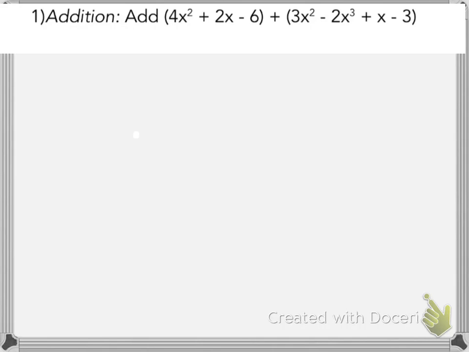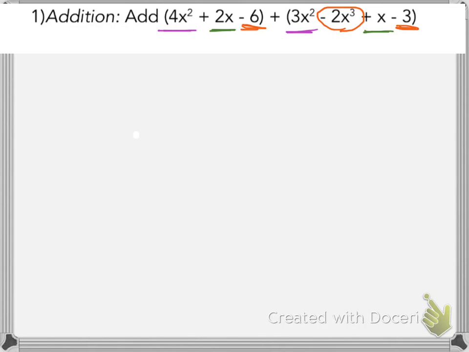So for example, I have 4x squared that I'm going to want to combine with 3x squared. I have a 2x that I'm going to combine with this 1x. I have negative 6. Keep in mind the sign in front of a term has to go with it. I have negative 3. And then the only one that doesn't have a like term is the negative 2x cubed. So that's already simplified because it doesn't have anything else to combine with.